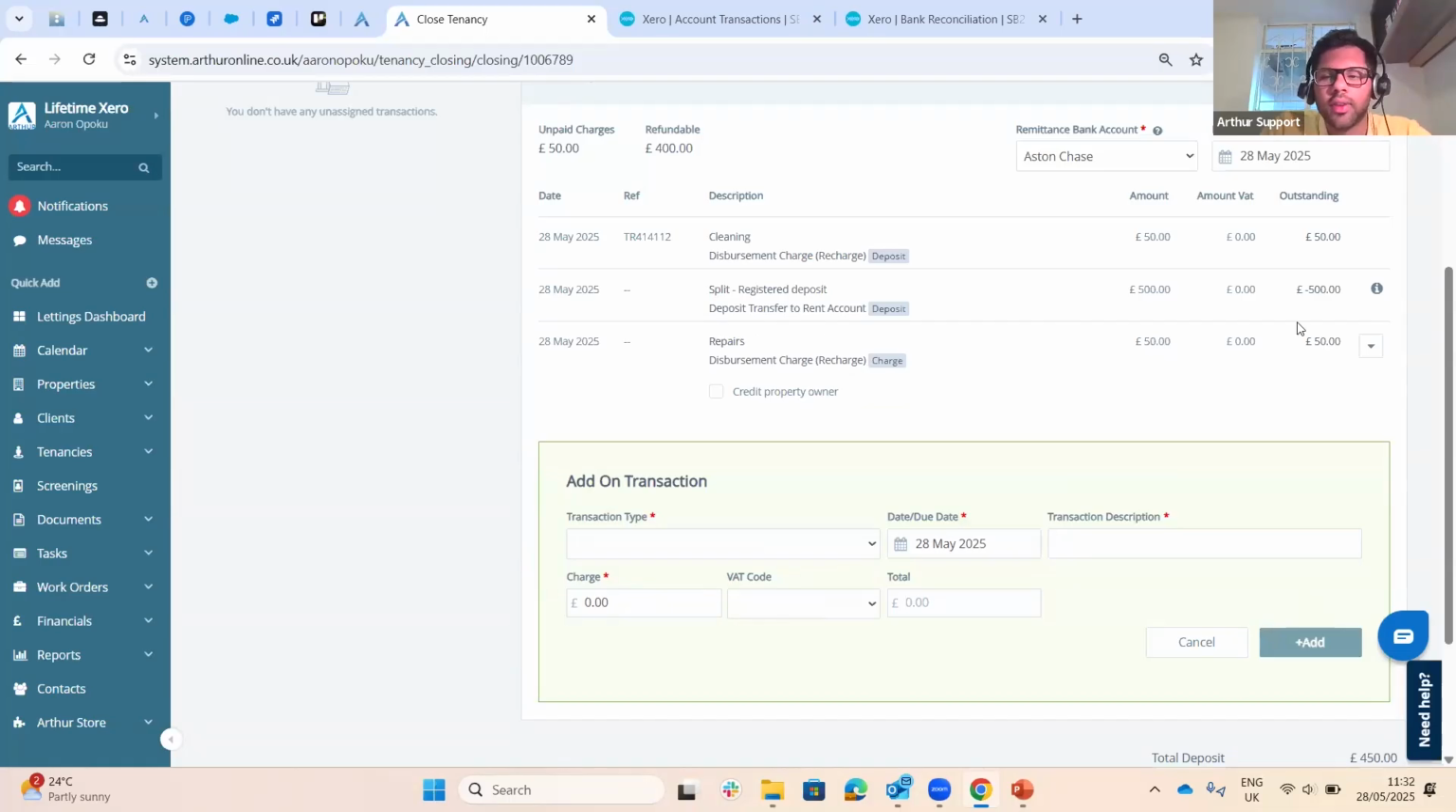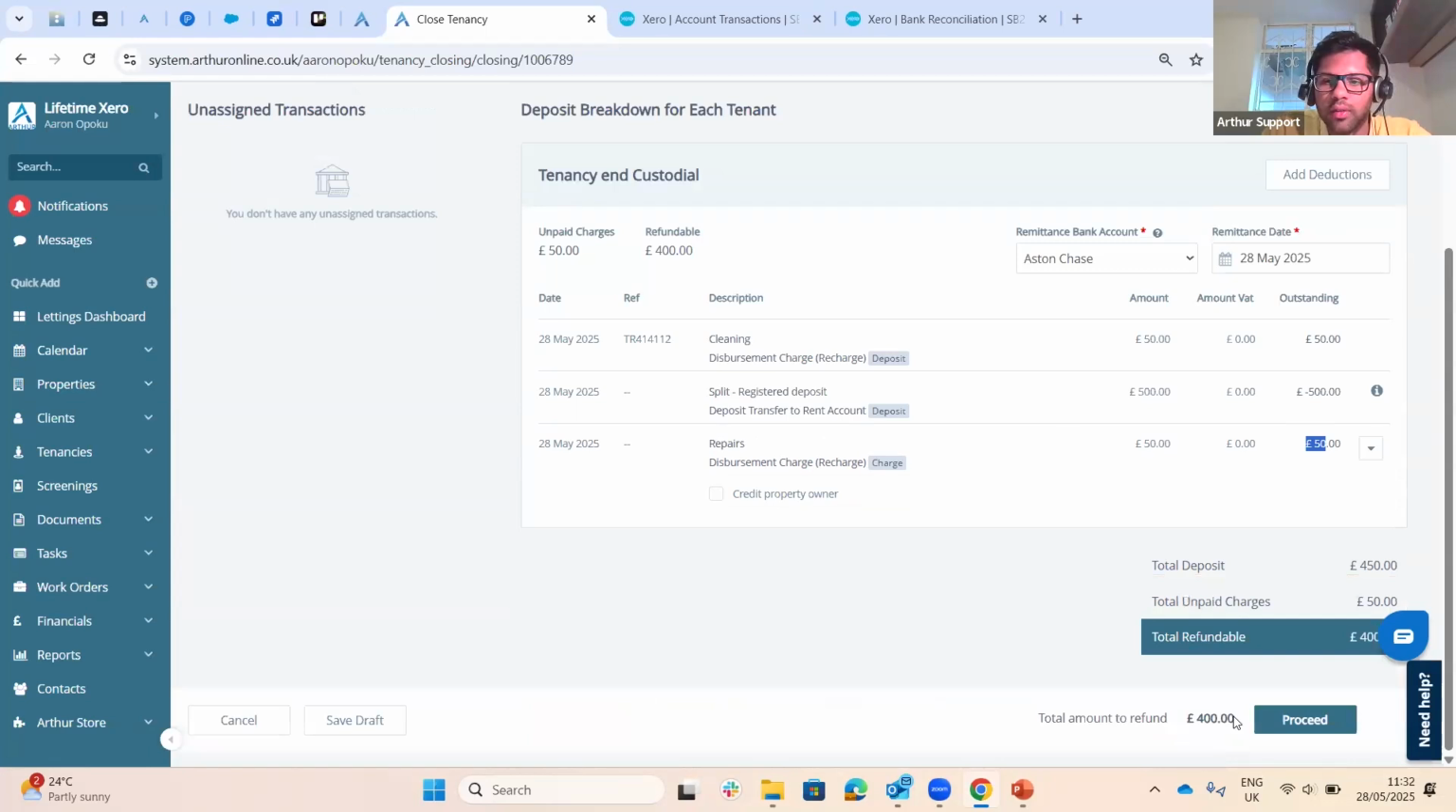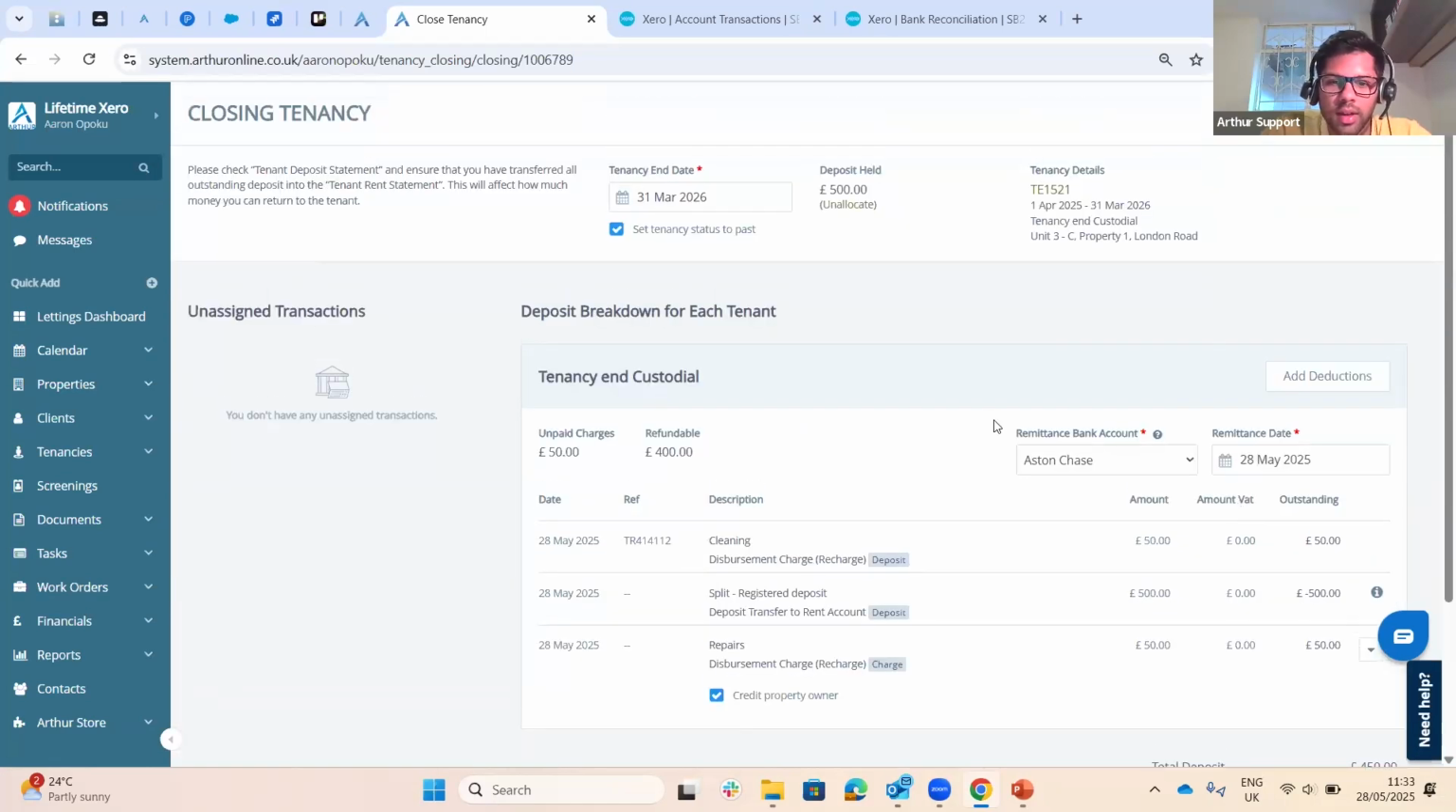So now we're deducting a further £50 from the £500 deposit. You can see refund amount is now 400. And then we have this tick box here, which then will automatically create a £50 payable to the landlord on the landlord statement. So this is quite useful because in the scenario where £50 has been deducted from the deposit and then needs to be sent across to the landlord, if you're managing the property on behalf of the landlord, tick this box, which will then create a transaction on the landlord statement that you can then remit to the landlord for £50. So go ahead and press proceed once that's all sorted.